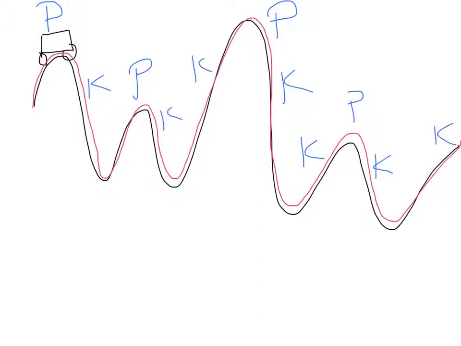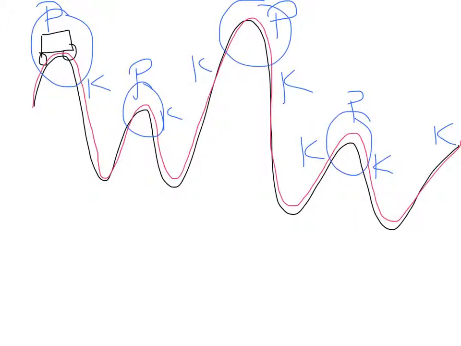So basically at its highest points, which are here, here, here, here, and here, it will have the most potential energy. When it is at the bottom, which will be like here, here, here, here, it will have the least amount of potential energy. Potential energy is energy that you get from being in a place that's really high.